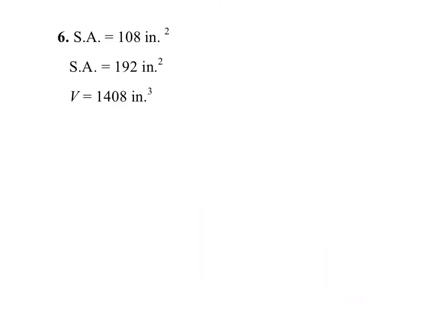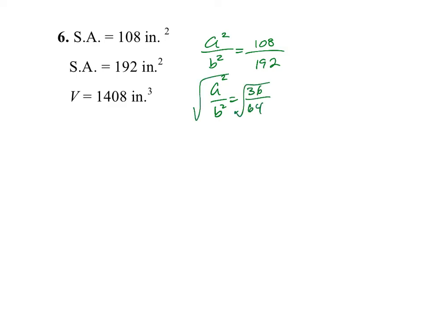Next one, surface area. Again, I have the area. So A squared over B squared equals 108 over 192. If I simplify by 3, I have 36 over 64. Now the square root on both sides. So A over B equals 6 over 8. Now I can simplify again by 2. So A over B equals 3 over 4.